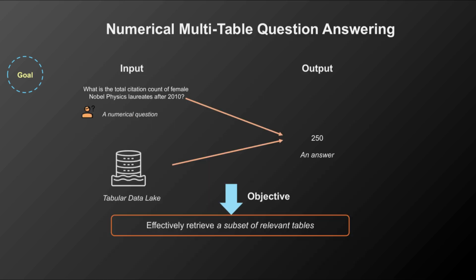Our goal is straightforward yet ambitious. Given a numerical question and a massive tabular data lake, we want to effectively retrieve the specific subset of relevant tables and process them to output a single, accurate numerical answer. In our previous example, that would mean taking the question about Nobel laureates and distilling a large scale of tables down to the correct answer of 250.